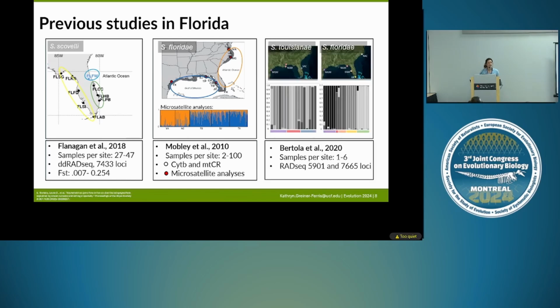And then finally, Bertola et al. 2020 used RAD sequencing to examine gene flow directionality of floridae and louisianae, and they used sample sizes ranging from only 1 to 6. Their results showed higher levels of gene flow between locations of louisianae compared to floridae, and they also found that the Florida Keys population of floridae showed pronounced divergence from the other Florida populations, which was a result not found by Mobley et al. However, due to their small sample size, the authors couldn't rule out the possibility of these samples not actually being floridae and really being that of a cryptic species.